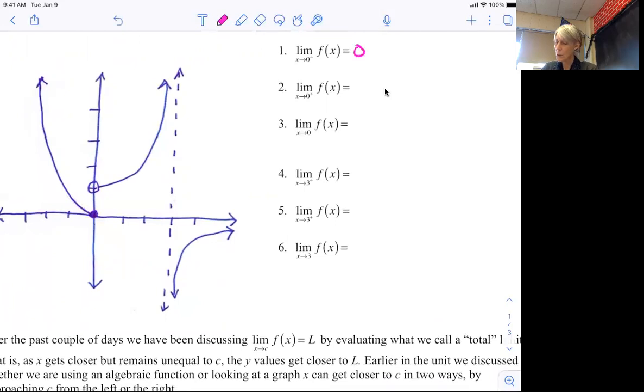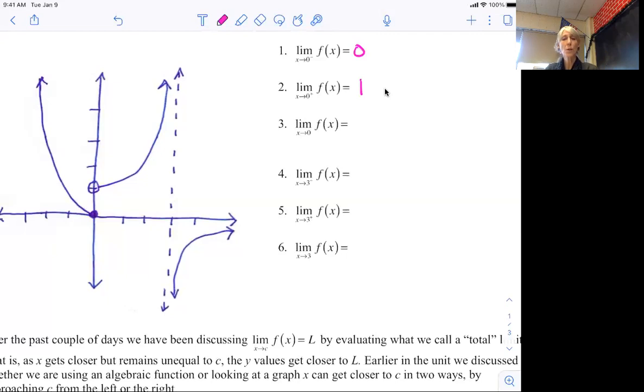The limit as x approaches 0 from the right. So now if I start out to the right, as I plug in numbers that get closer to 0, my y values are getting closer to 1. Remember, I don't care what I get when I plug in 0. I only care what I get when I plug in numbers that get close to 0.